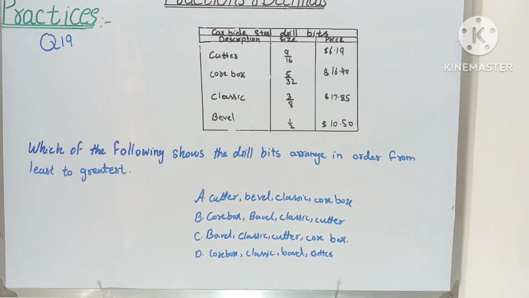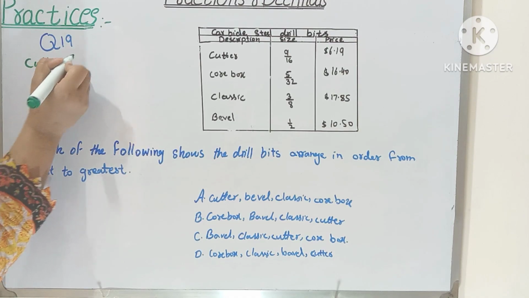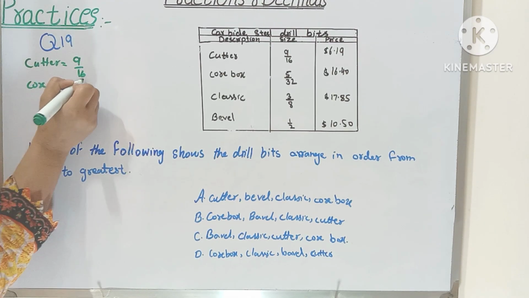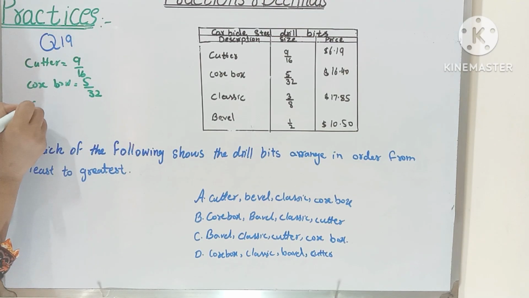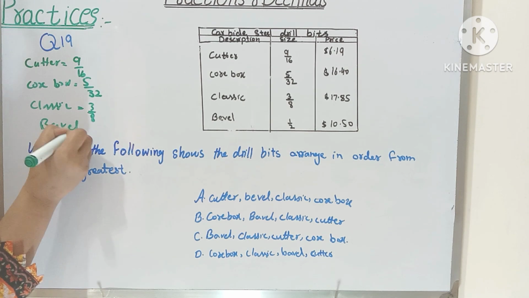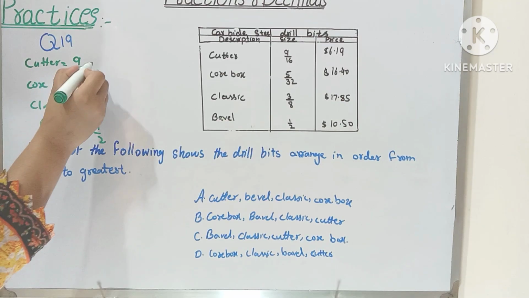Question number 19. Cutter 9 over 16, core box 5 over 32, classic 3 over 8, bevel 1 over 2. Which of the following shows the drill bits arranged in order from least to greatest? So what we will do? Cutter 9 over 16, core box 5 over 32, classic 3 over 8, bevel 1 over 2. How? When we divide them.